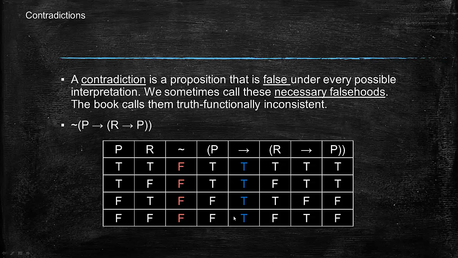We just proved that if P, then if R, then P is a tautology, so by negating it, we get a contradiction. So false, false, false, false, because we're saying not true, not true, not true, not true. So that's what a contradiction looks like. It will have false under the main connector, main operator, in every single case.